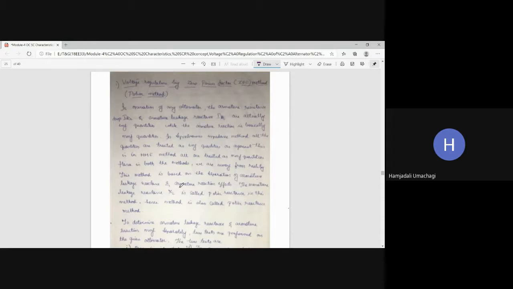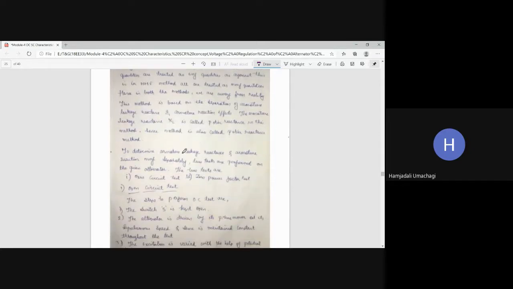The armature leakage reactance XL is called Potier reactance in this method. So the drop because of armature leakage reactance XL is called Potier reactance in the ZPF method. Hence this method is called the Potier reactance method. Usually XL is the leakage reactance, but here we call it Potier reactance. Because of that reason we call this ZPF test method the Potier reactance method.